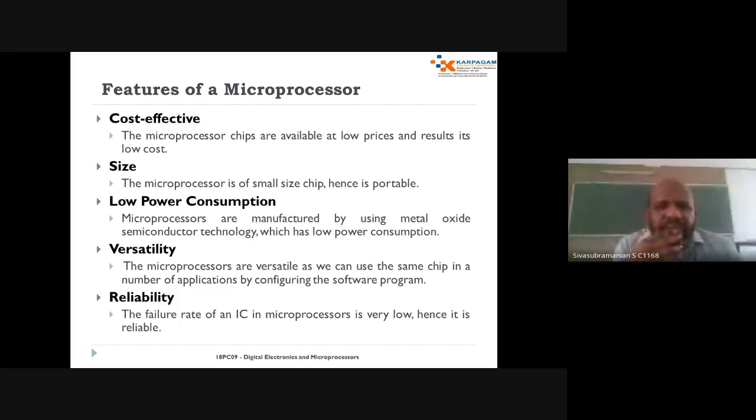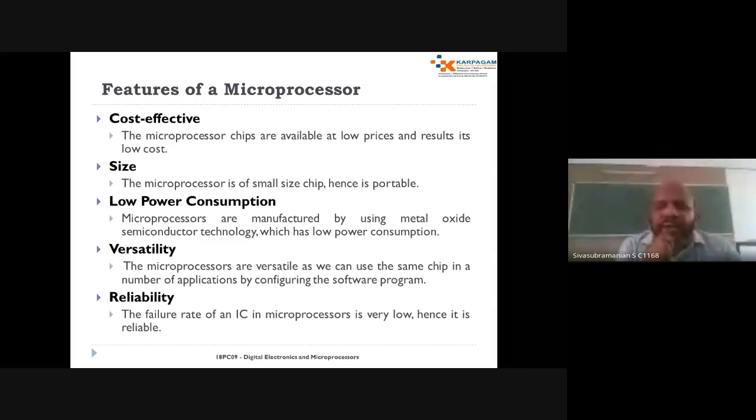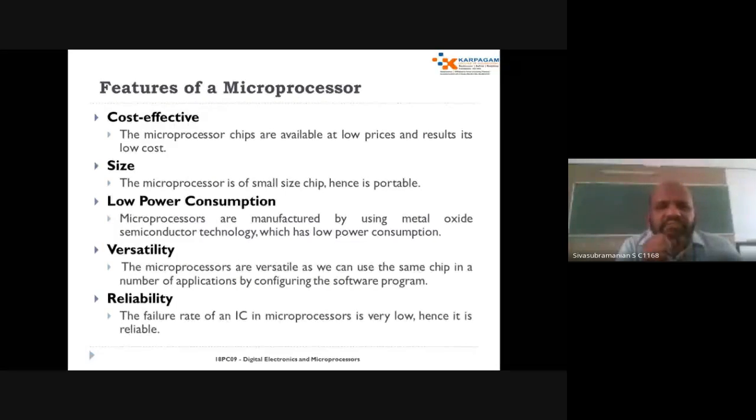Now moving into the features of a microprocessor, not narrowed down to 8085, but applicable for 85 also. The first feature is that it is cost effective. Yes, of course. The microprocessor chips are available at a low price, at low cost, right? And second, it is portable.